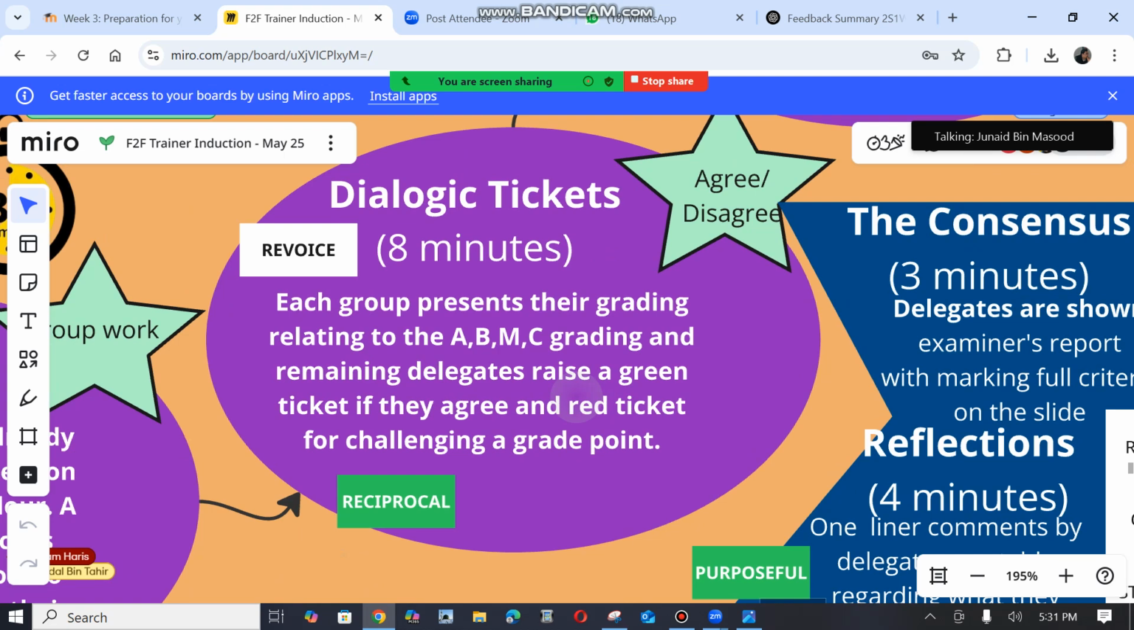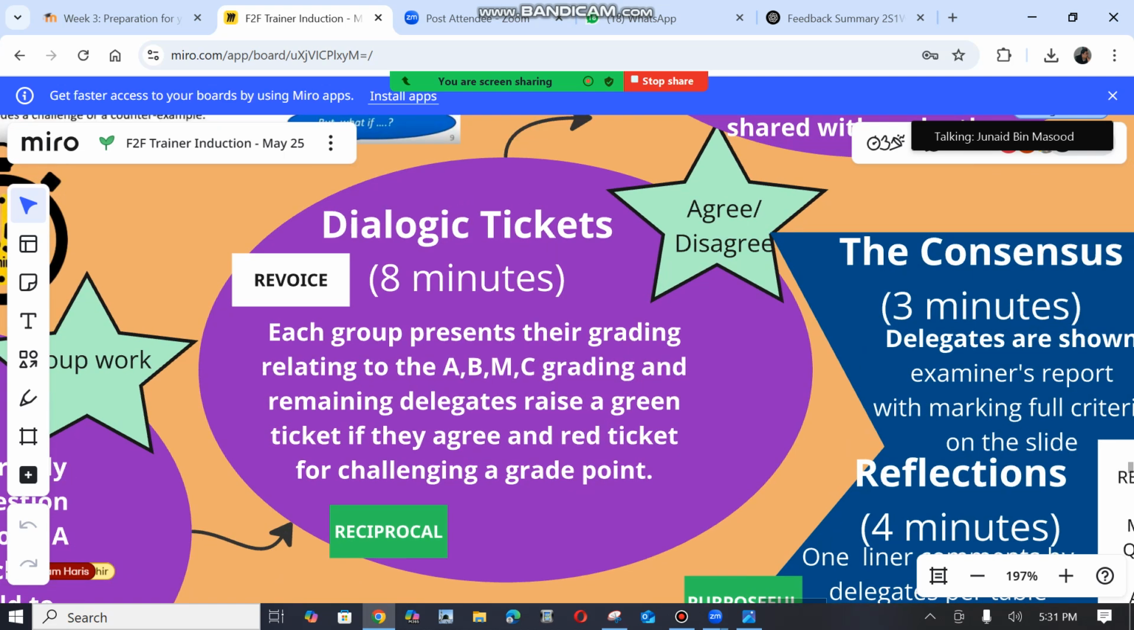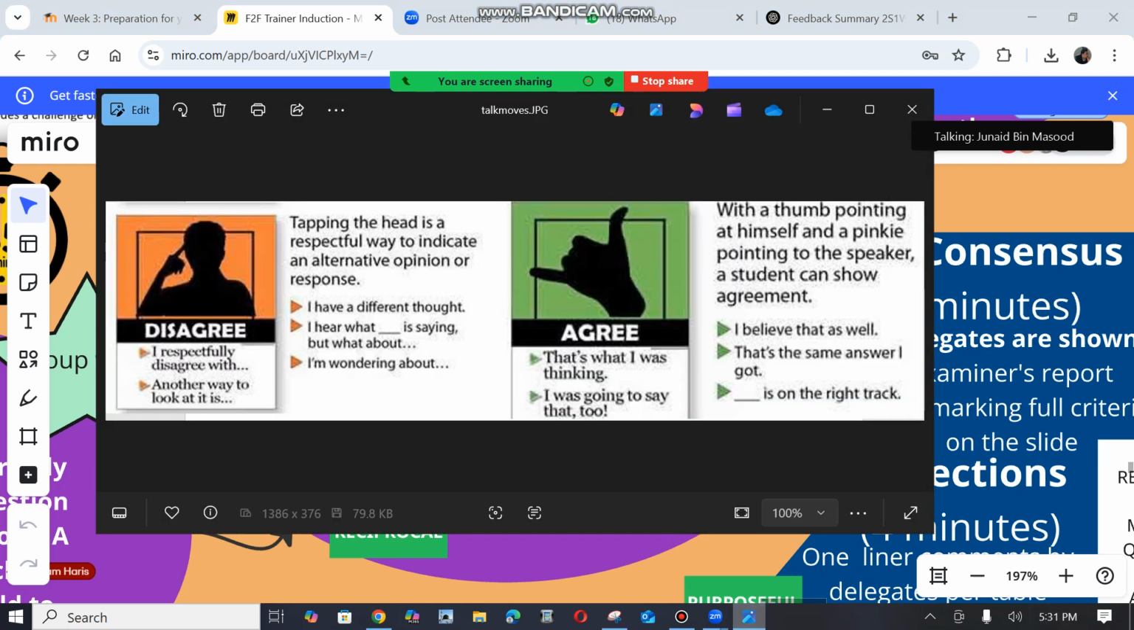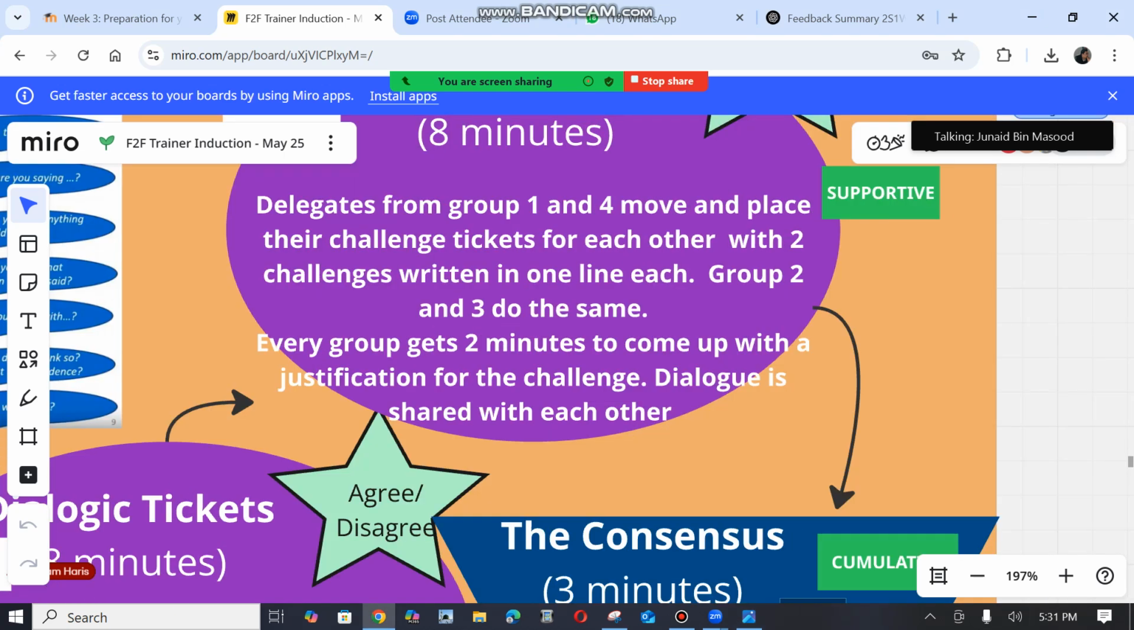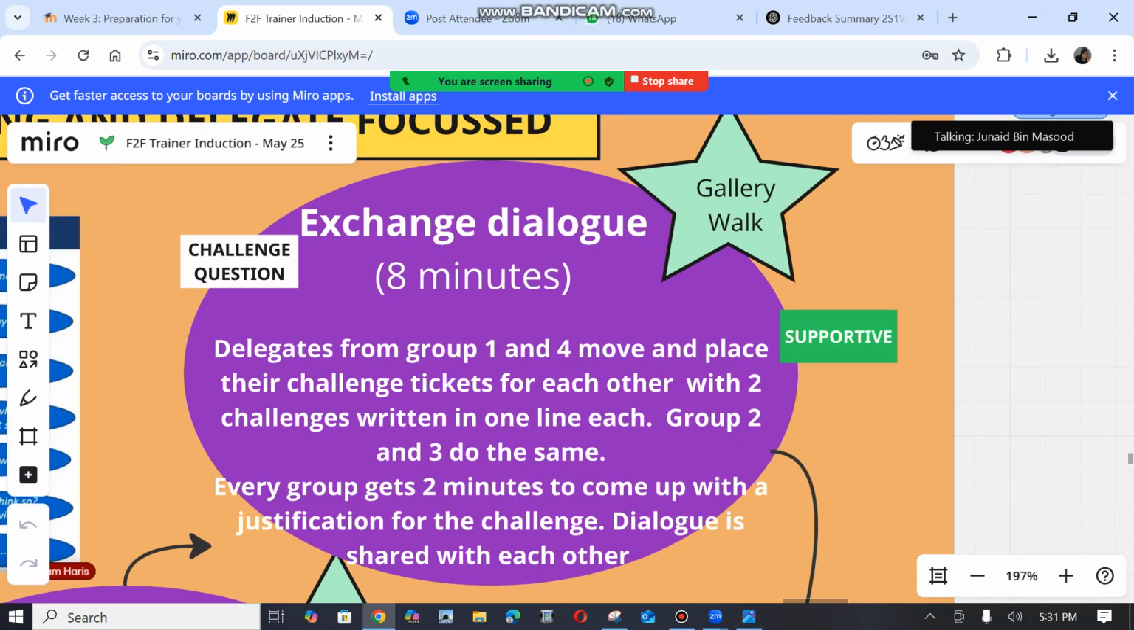Then they will move on to agree or disagree through the dialogic tickets, which is the principle of reciprocal, where every group will present and the remaining delegates will raise either a green ticket or a red ticket. Another idea is they can also use the agree and disagree sign, if you can see it on my screen. This can also be used. And then after this, a gallery walk is done to ensure the participants and delegates are actively involved in the training.